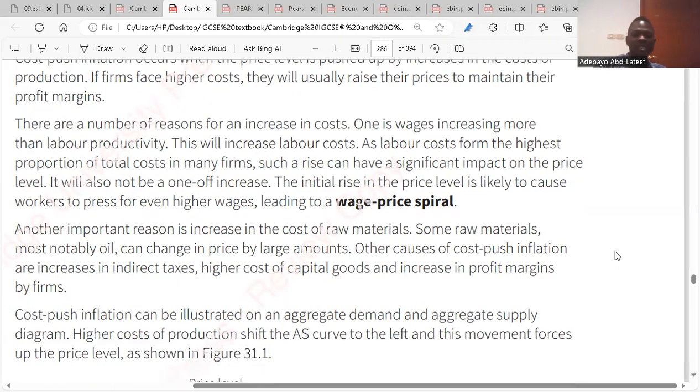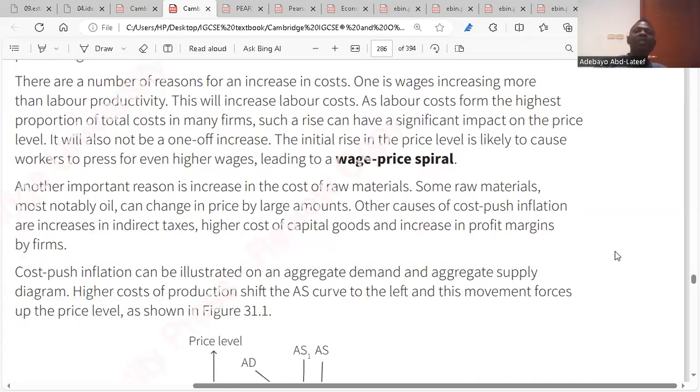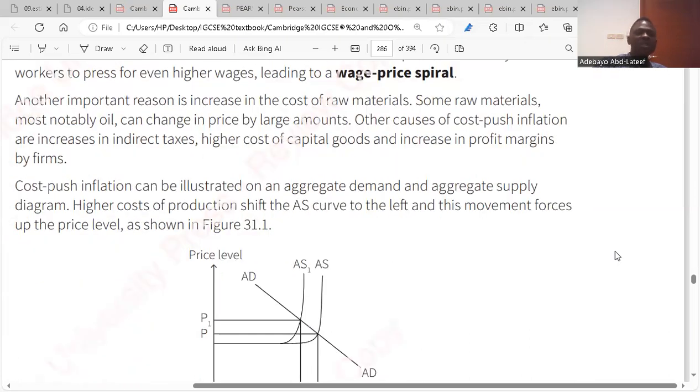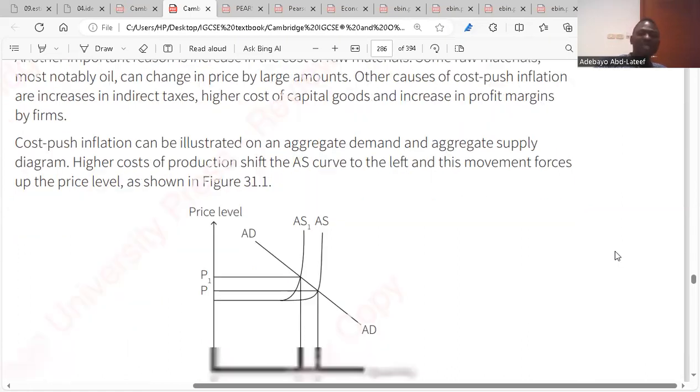Another important reason is increase in the cost of raw materials. Raw materials, most notably oil, can change in prices by large amounts. On top of that, other causes of cost push inflation are increase in indirect taxes, higher cost of capital goods, and increase in profit margins by firms. Cost push inflation can be illustrated on an aggregate demand and aggregate supply diagram. High cost of production shifts the AS curve to the left, and this movement forces up the price level.